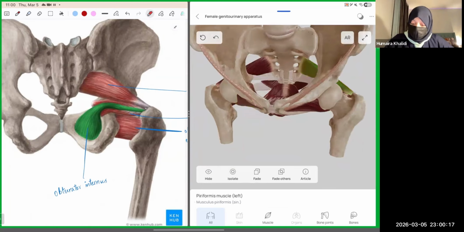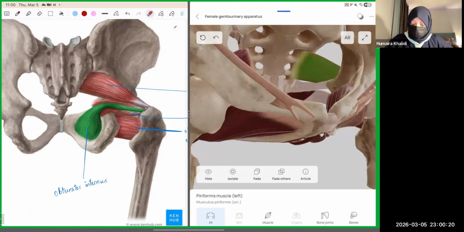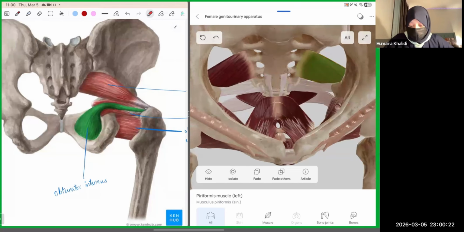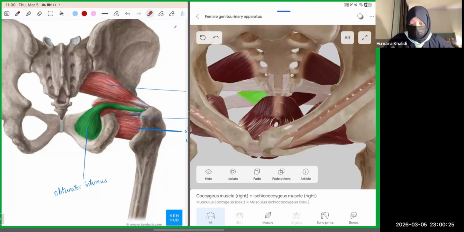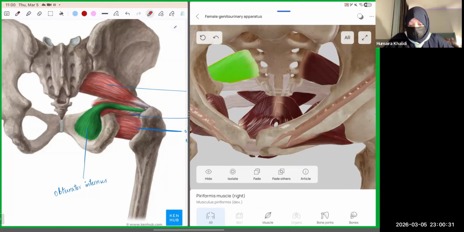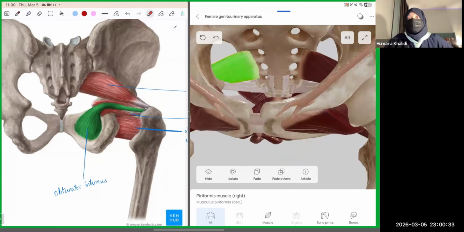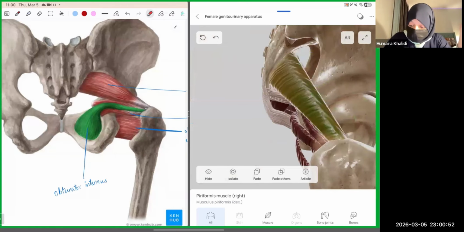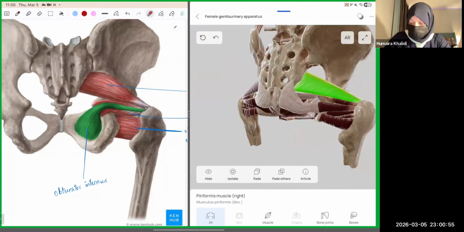Very easy to remember. Then, do you guys remember the greater sciatic and the lesser sciatic foramens? There is a muscle that passes through the greater sciatic foramen. It's the piriformis. Okay? Now, why do you need to know the piriformis? Because there are nerves and arteries that pass through above the piriformis, and there's an artery that passes below the piriformis. The artery that passes above the piriformis is called the superior gluteal artery, and the artery that passes below the piriformis is called the inferior gluteal artery.